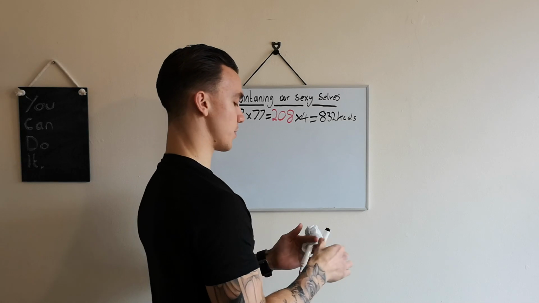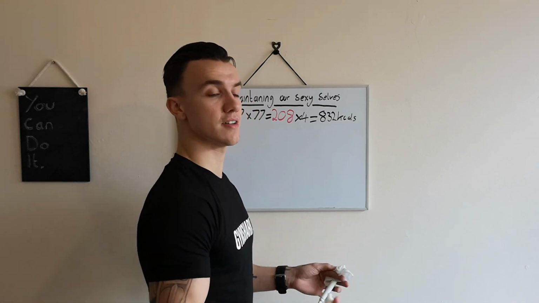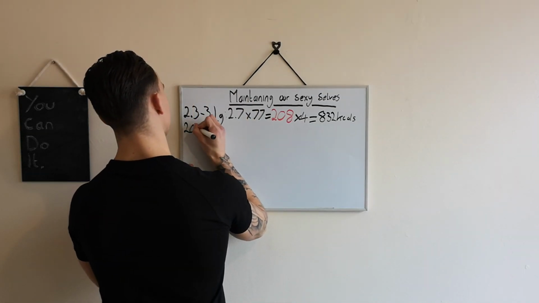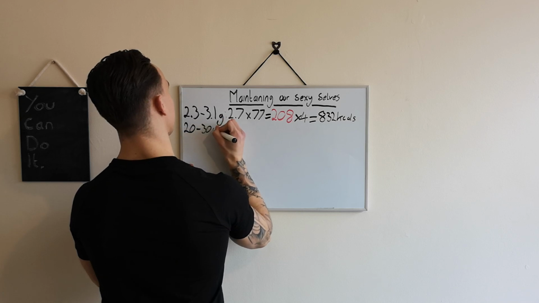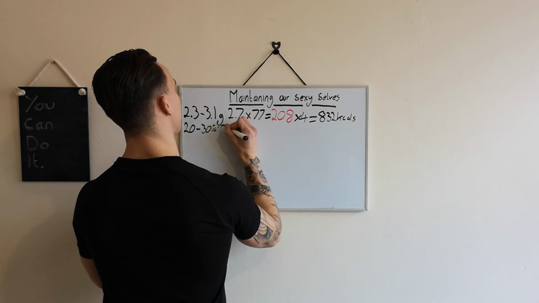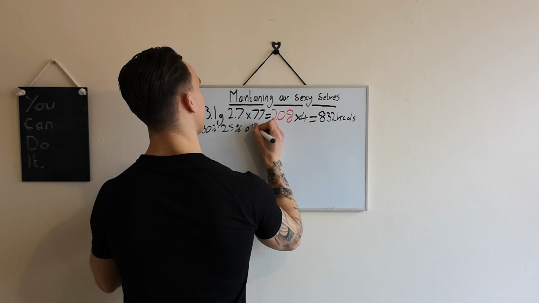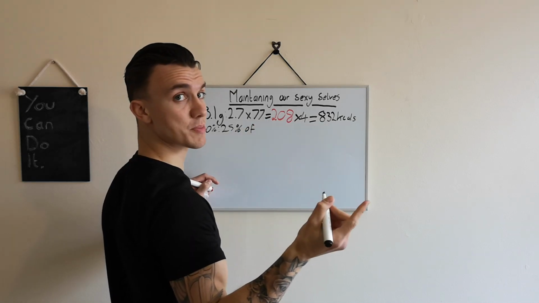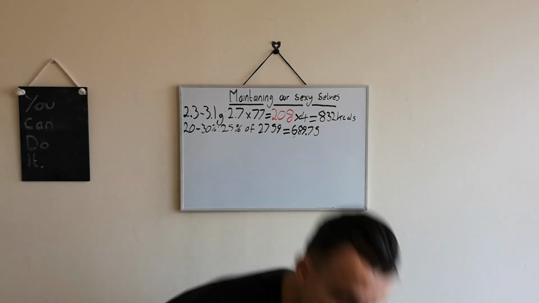Now we're going to move on to our fats. We have either 20 to 30%, but I'm doing 25% of our total daily energy expenditure that we worked out right at the start.